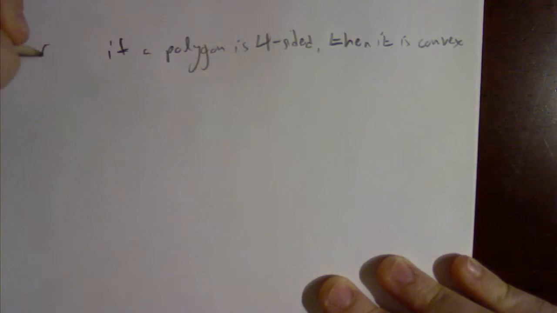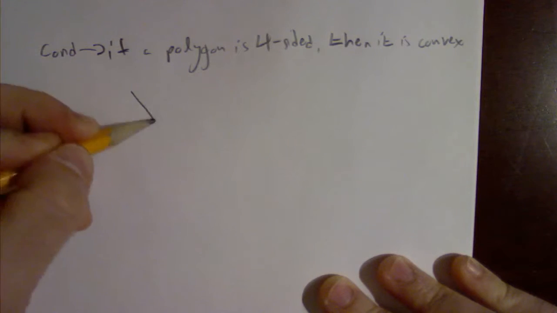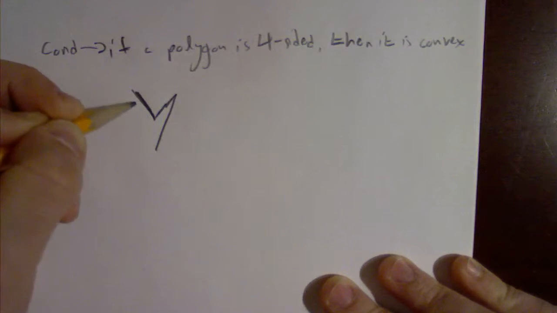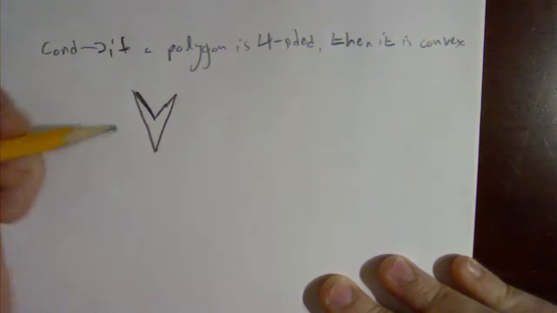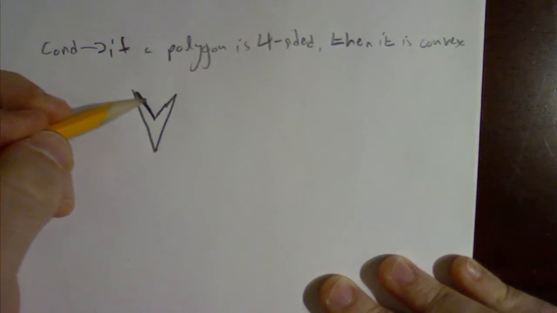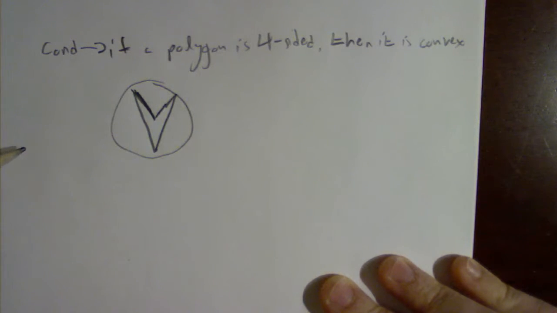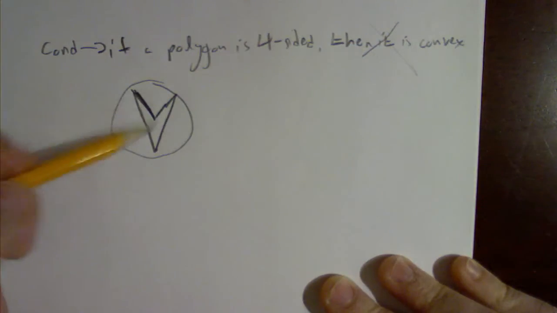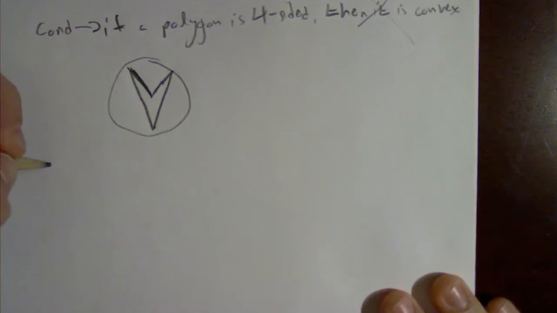This is a conditional, but it's not necessarily always true. I can very easily come up with a four-sided polygon that is concave. And if it's concave, well, that means that it's not convex. So if a polygon is four-sided, then it is convex. Well, I just disproved that. I just proved that that is not true by showing you a counterexample. If a polygon is four-sided, it's definitely not necessarily convex because I just showed you a four-sided polygon that is concave.